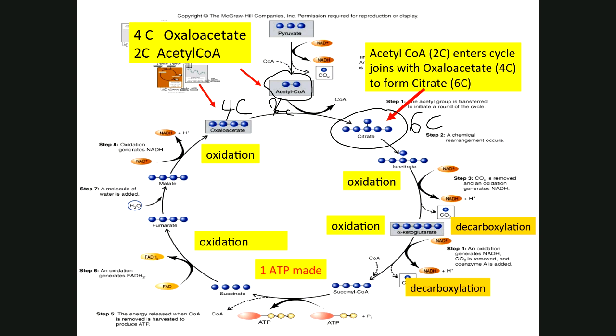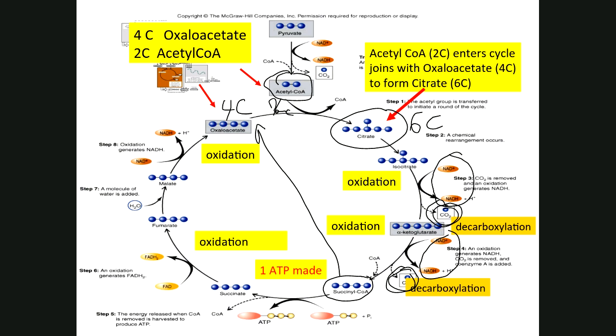Now these molecules will begin to be oxidized. We have 2 oxidation steps, here and here. We have 2 decarboxylation steps here and here. And now we are back to a 4-carbon compound, which is one of the compounds we started with. The acetyl coenzyme A has been eliminated through CO2s.